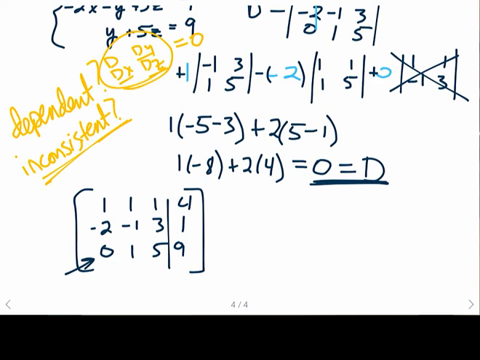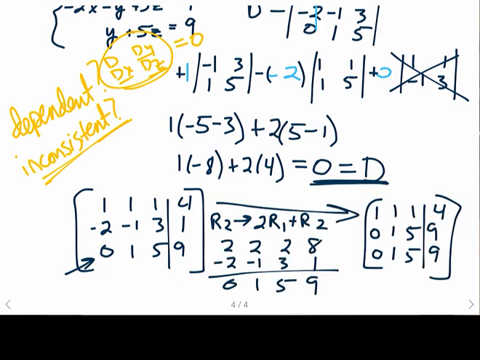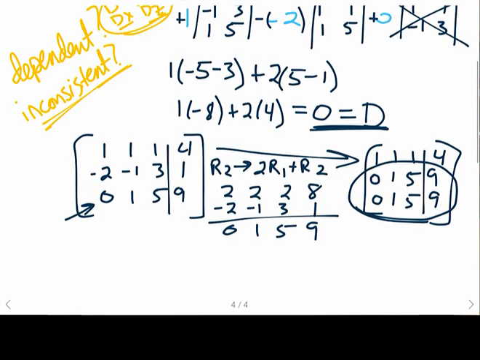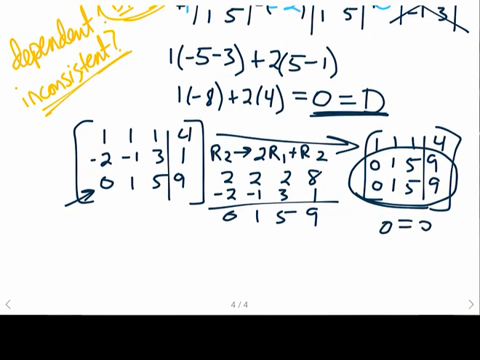I'm going to show you how we're going to do this in a short, bailout type of way. I've got to start off the way we know how to do it, which means I'm going to replace row 2 by 2 times row 1 plus row 2. When I do that, row 2 becomes 0, 1, 5, 9, which as you can see matches row 3, 0, 1, 5, 9. As soon as I see those two match, I know that I would end up with 0 equals 0. So this system is dependent.